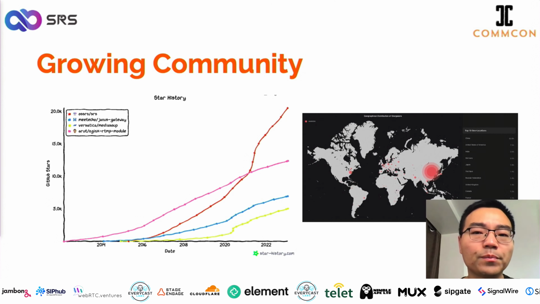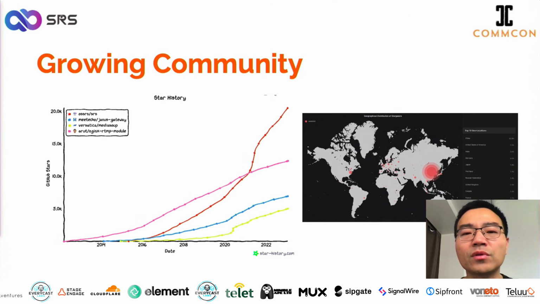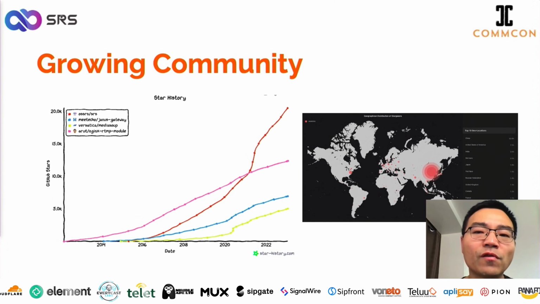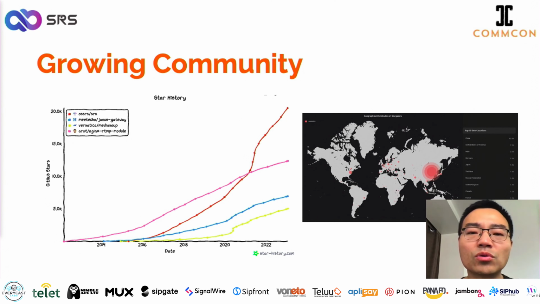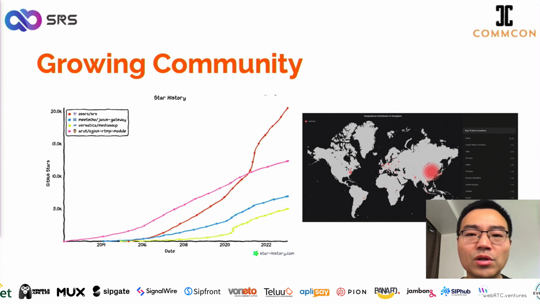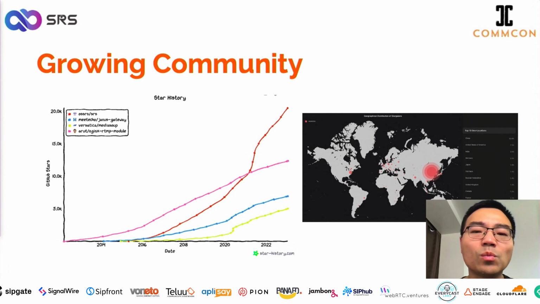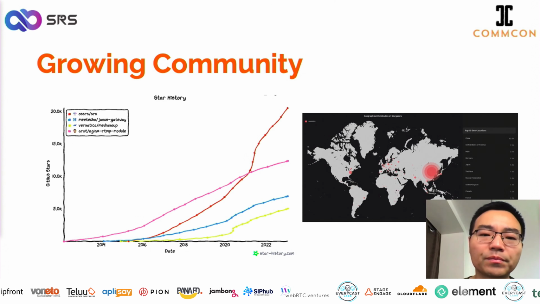Now, if you compare SRS to other open source projects, you'll see that Nginx RTMP is mainly a live streaming server, while Janus and Mediasoup are WebRTC SFU servers. But SRS is for both use scenarios, and SRS is actually the most popular project with most stars on GitHub, and it's used worldwide with an active community contributing to it.